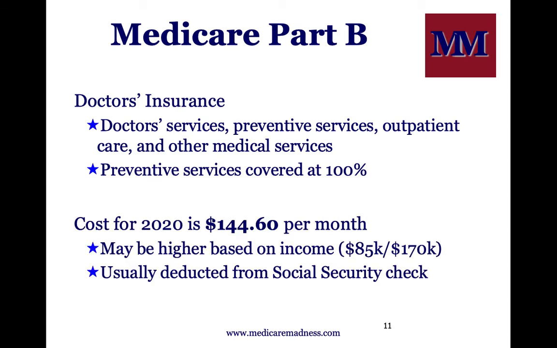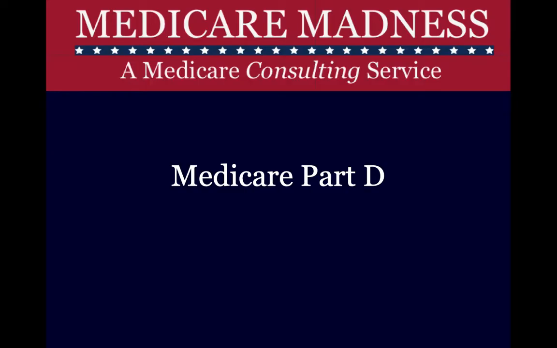The premium for Part B is $144.60. Now this may be higher based on your income. There's income-related adjustments that can be added to your Part B premium as well as your Part D premium. Please contact Social Security for additional information on income-related adjustments.